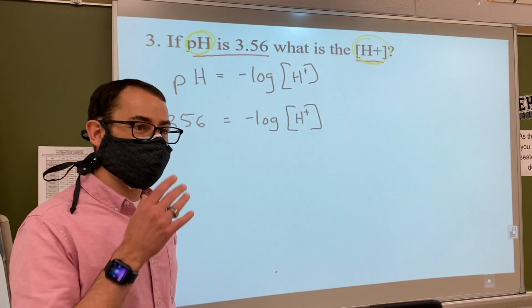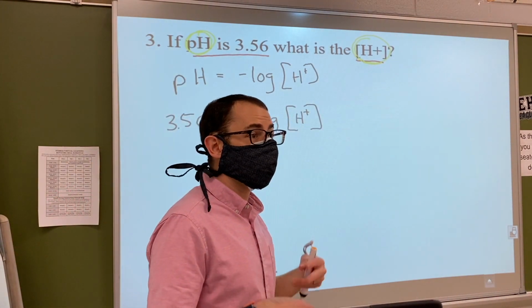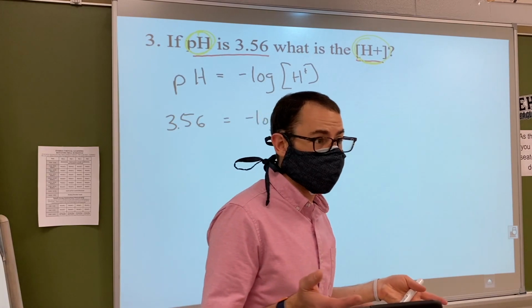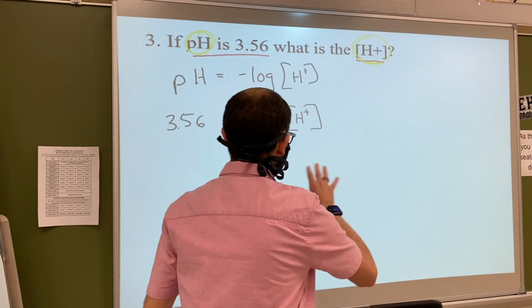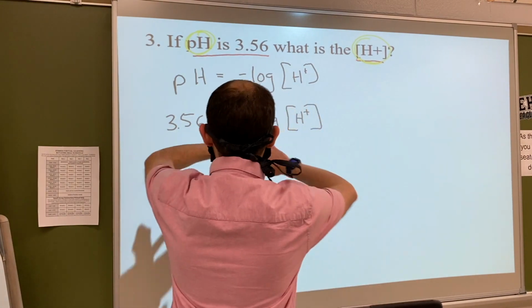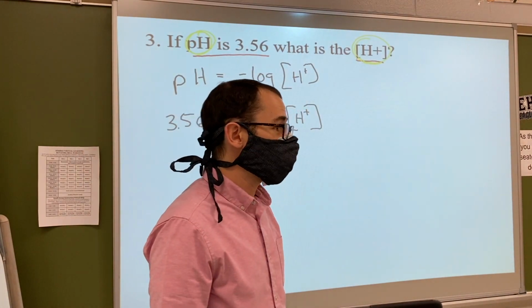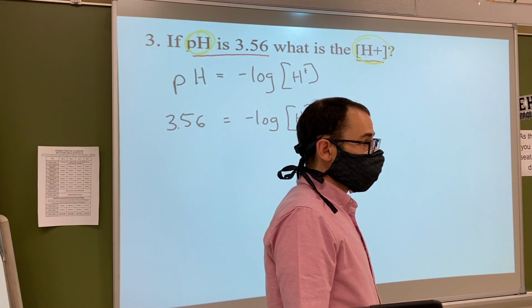Okay, what's the next thing that we can do to solve this problem? Because what do we want to get by itself, first of all? We want to get the H plus by itself, right? So how do we get the H plus by itself? And think about what we can do mathematically. What's something we could do? Abir?